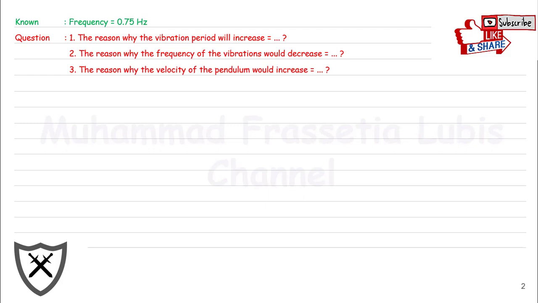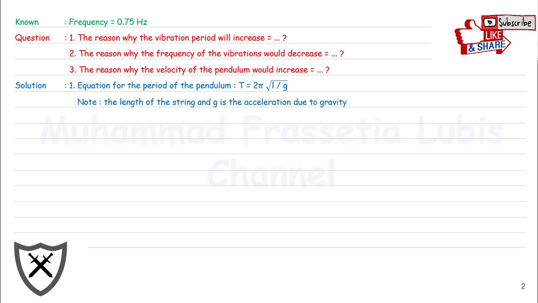So the first solution is for the first question. For the first solution, I will use the equation for the period of the pendulum, T. So T equals 2 pi square root of L per g, where L is the length of the string and g is the acceleration due to gravity. Based on that statement, the shorter the length of the pendulum, the shorter the period of the pendulum. The final answer is B.